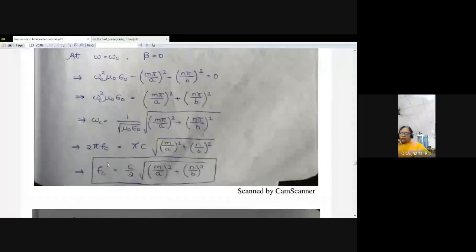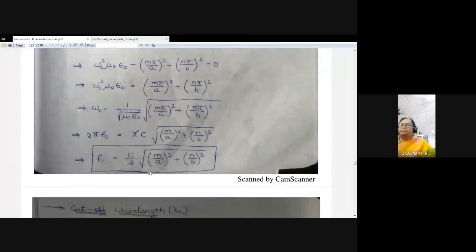If you want to transmit any frequency, the frequency of operation should be greater than the cutoff frequency. That means for different values of m and n, you will calculate the cutoff frequency. If the frequency is greater than this cutoff frequency, then only that mode of propagation will be possible. You can understand this well after solving the problems. Now this is the cutoff frequency.